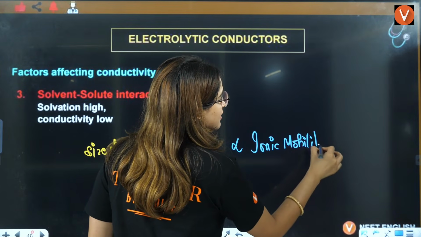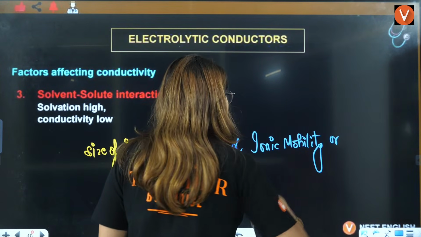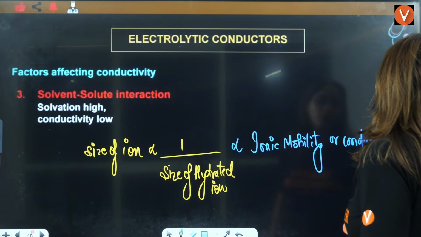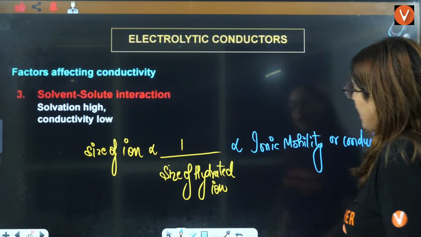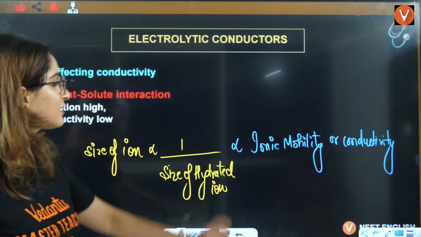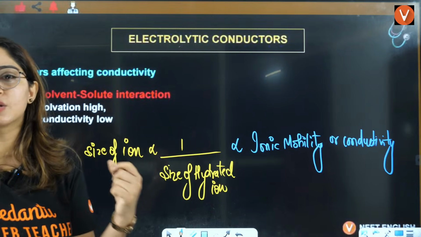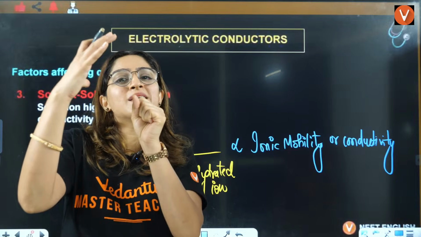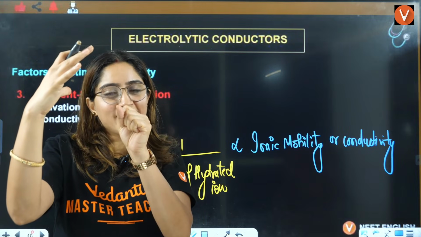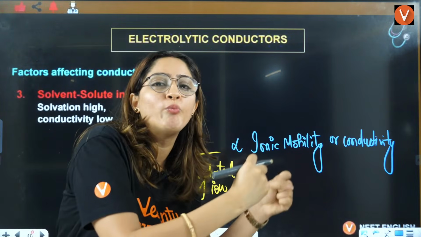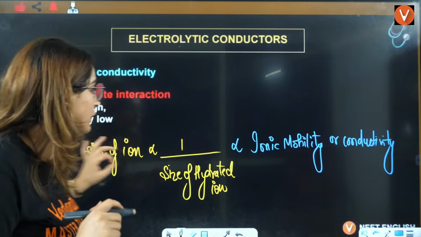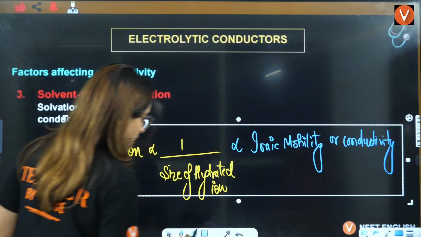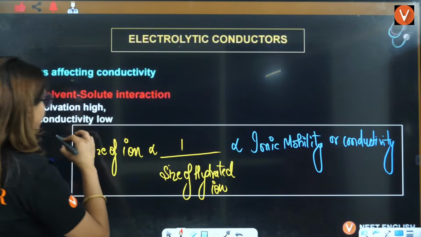Now you can say this ionic mobility, or you can even say this is conductivity or conductance, whatever you call it, right? So ionic mobility is going to be directly proportional to the size of the ion. The less the size of the ion, the more the size of the hydrated ion, the less the movement here. Based on this particular concept, they ask you questions in the exam. This is a very important relation. Okay.